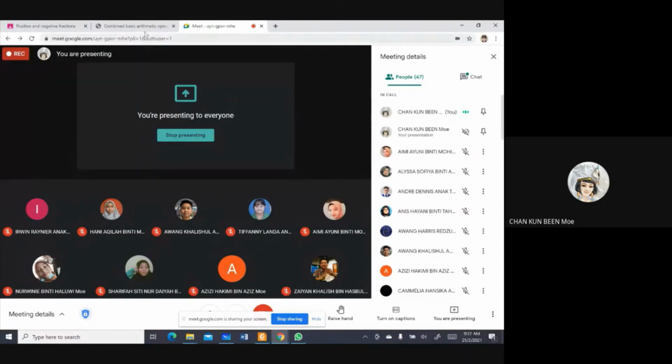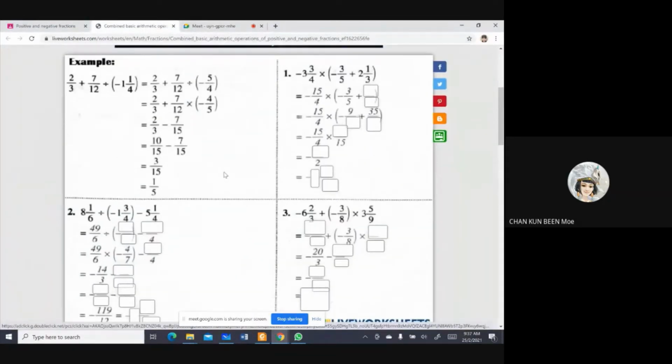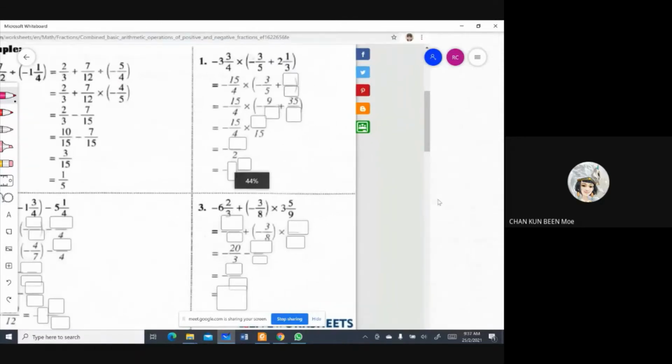In the previous lesson, some of you were asking me how to solve the questions over here, 1, 2, 3. So now I'm going to go through with you slowly, one by one, so that you understand how to solve each of the questions given. For the first question, this is fraction: -3 3/4 multiplied by -3/5 plus 2 1/3. So we have to solve the one in the bracket first by changing this mixed number into an improper fraction.